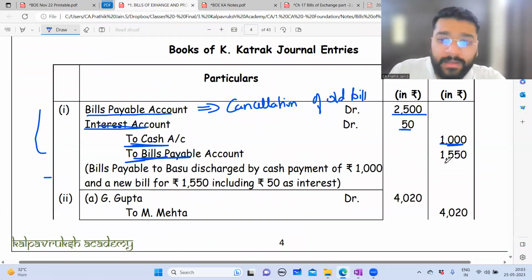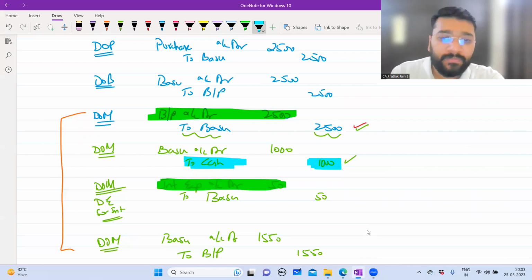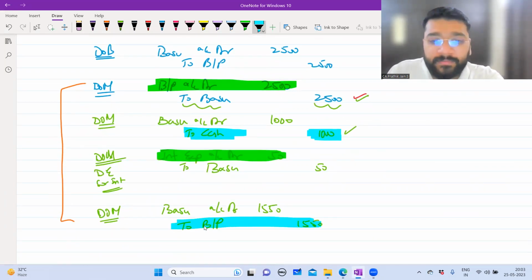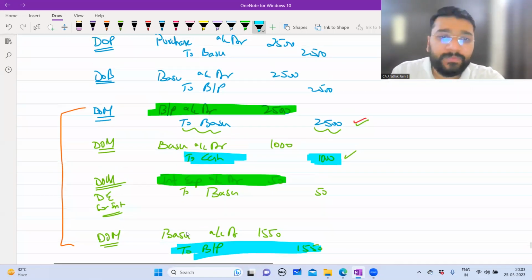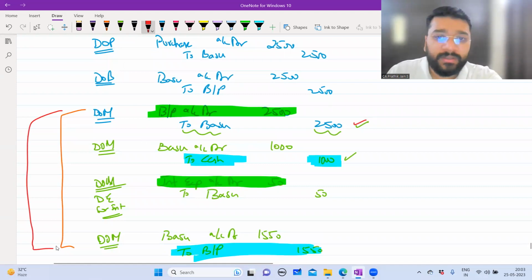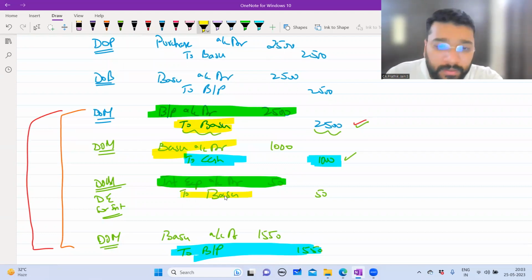And two bills payable 1,550. Two bills payable 1,550. So what have they done? If you observe, guys, please observe only these 4 transactions. What have they missed out? Guys, they have missed out Basu, Basu, Basu, Basu.